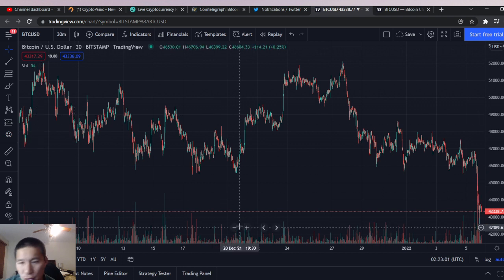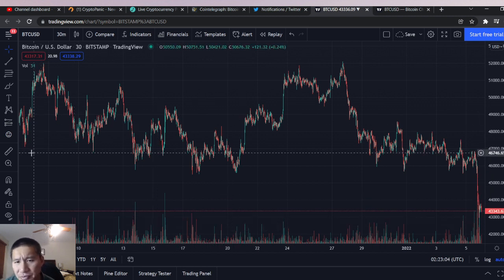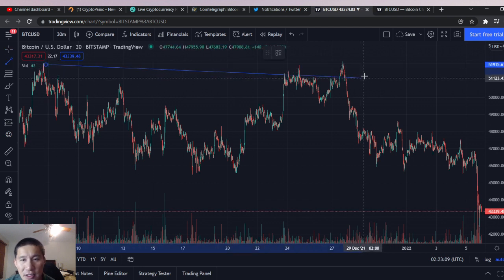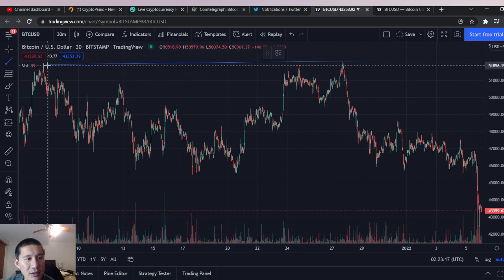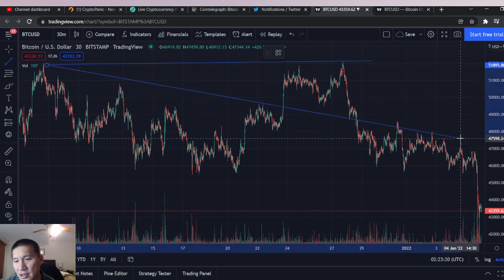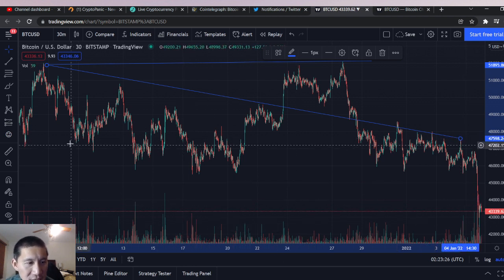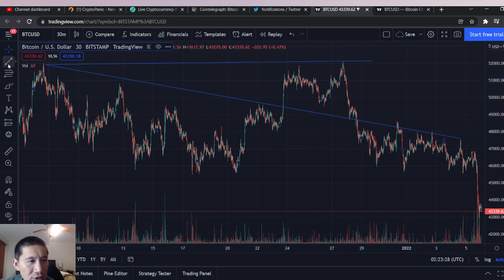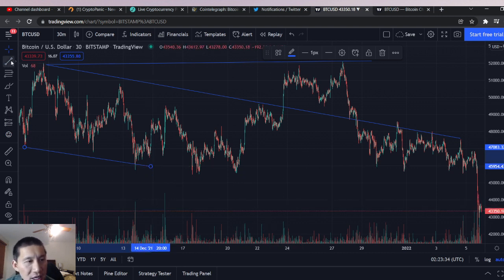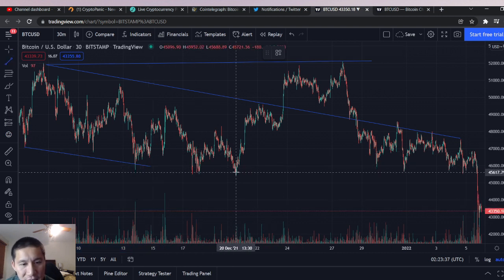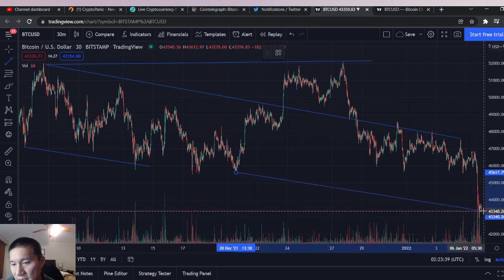It's hard to draw too many lines here. If you draw, let's say, from here to here, it's not really that much of a downtrend. But if you draw from here to here, then it's obviously a downtrend. The low is definitely a downtrend, because you're going from here to here, and then ultimately from here all the way down here.